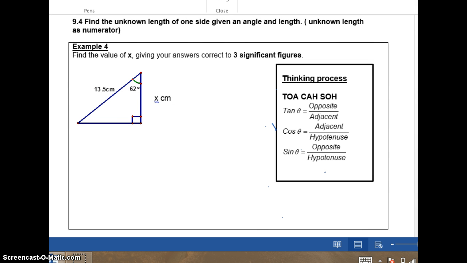In the following example 4, we are trying to see how we can use TOA CAH SOH to help us solve for the unknown side x centimeters. The first thing you must take note of is the reference angle, and it is given to us in the question as 62 degrees.